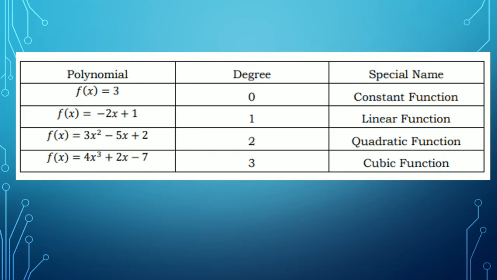For the third given, f of x is equal to 3x squared minus 5x plus 2. Our highest exponent is 2, or that is the degree, and that is a quadratic function. And for f of x equal to 4x cubed plus 2x minus 7, our highest exponent is 3, and that is a cubic function.